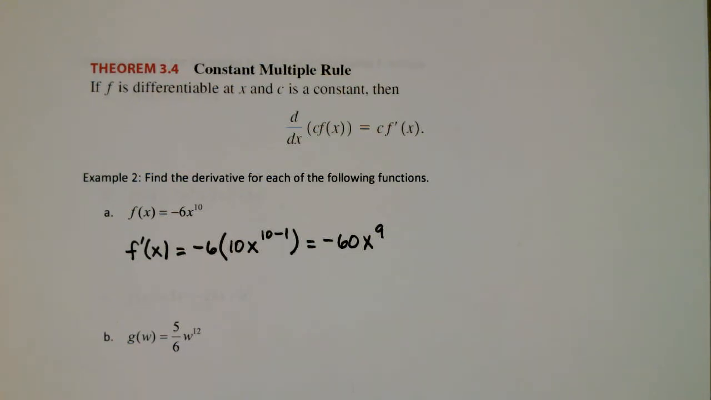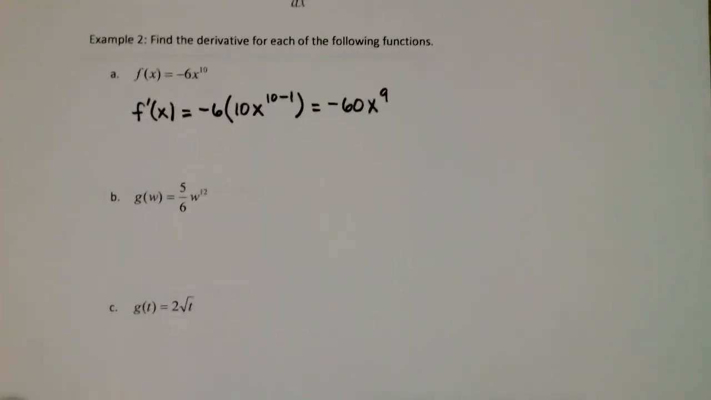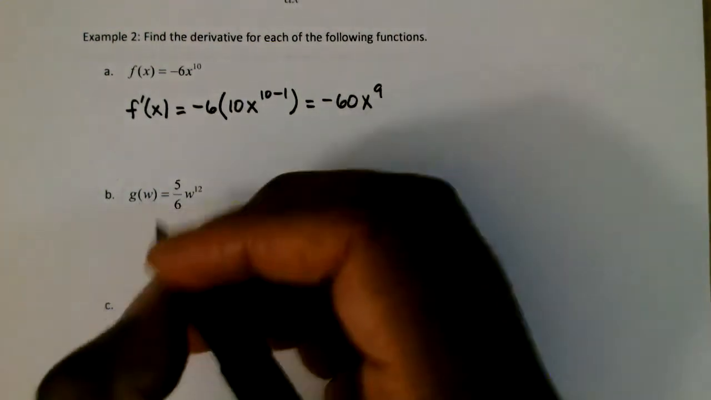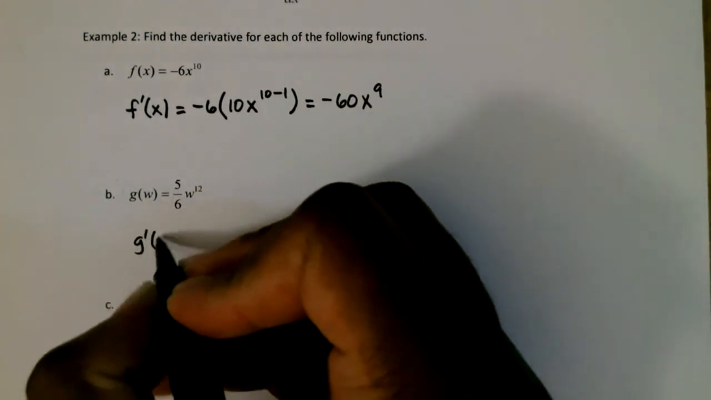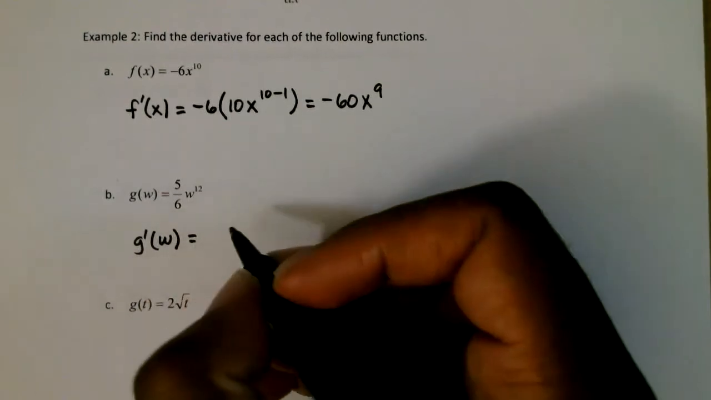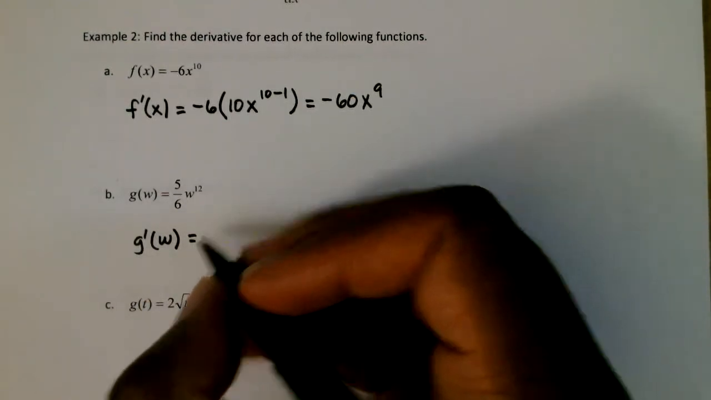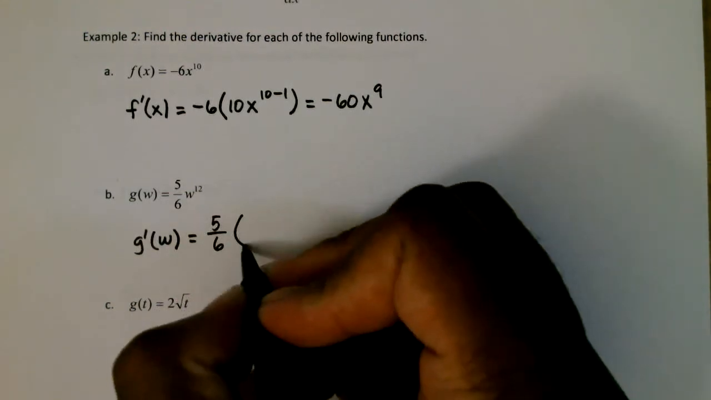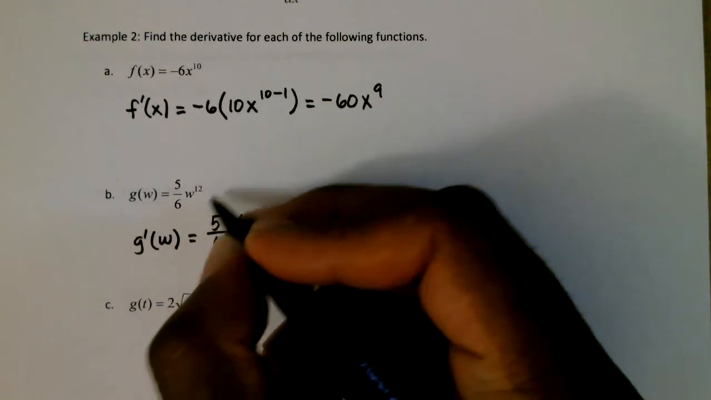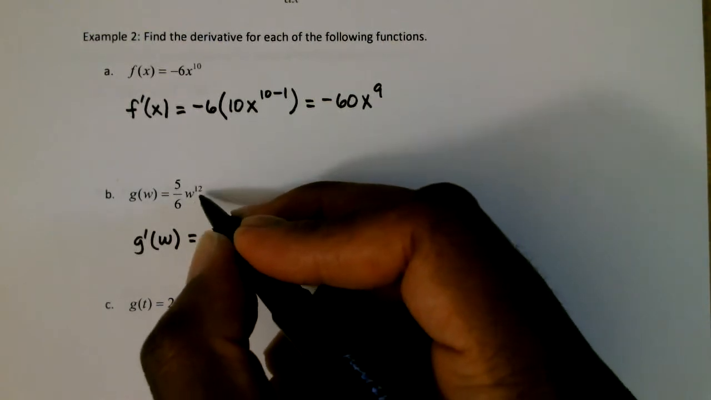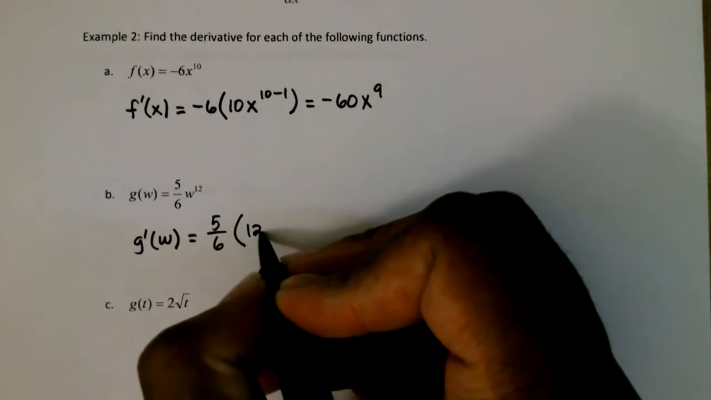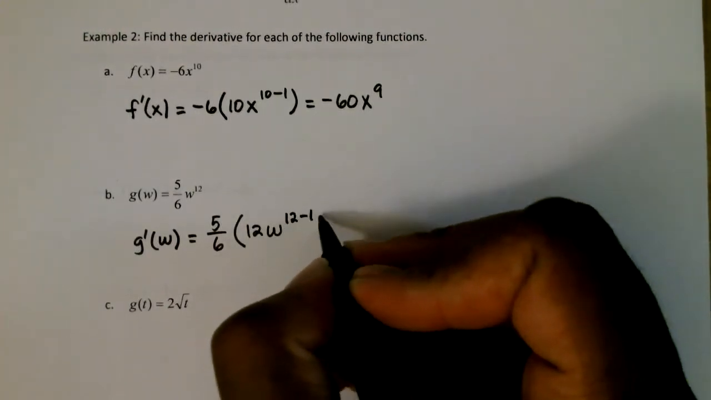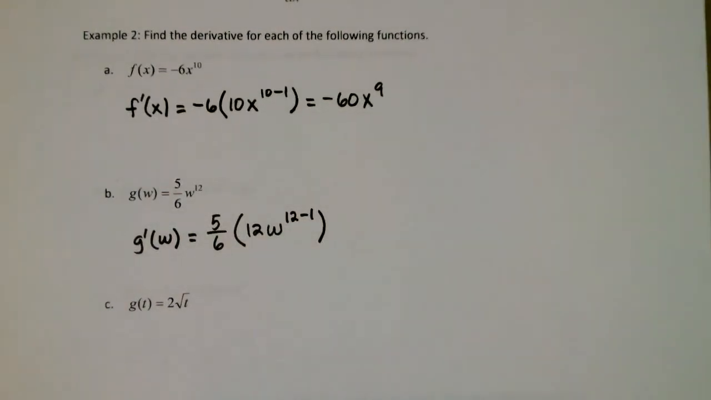Okay, part B, we got g of w is equal to 5/6 times w to the 12th power. Okay, so here I want to find the derivative of g with respect to w, or g prime of w. Well, I got the constant 5/6 in front, so I'll bring that over. And then I'm going to take the derivative of w to the 12th power. And I'm going to do that by bringing down the exponent of 12, copy over the w, and this will be to the 12 minus 1. We subtract 1 from that power.